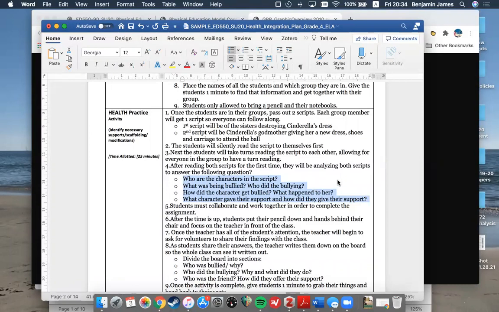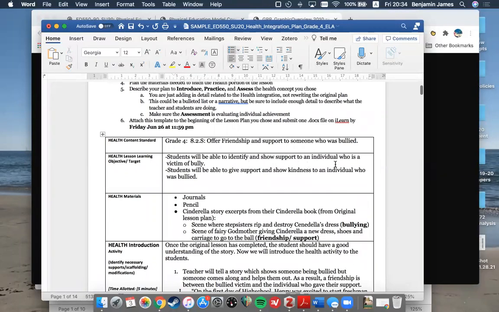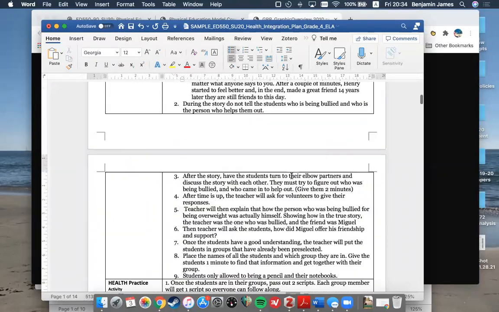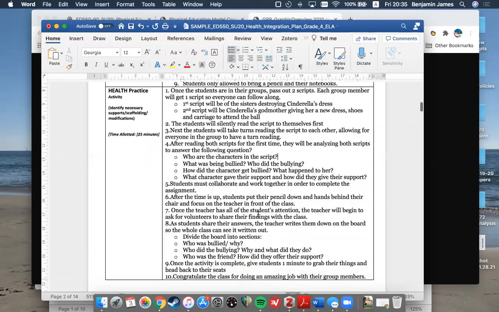So the students are collaboratively practicing this very skill, right, of identifying who's being bullied and thinking about how they would offer them support. So they're practicing it in their groups, in groups of 2, 3, or 4, I don't remember, and really practicing it. The teacher is floating around, offering feedback, and at the end, students share their answers out. The teacher writes them on the board.